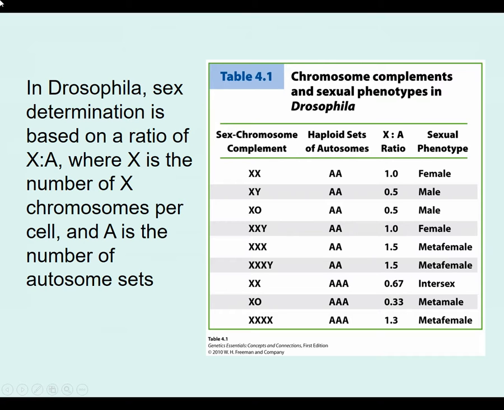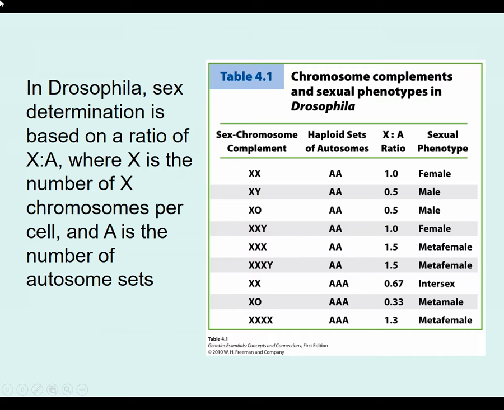Now, in Drosophila, sex determination is based on a ratio of number of X chromosomes to number of autosome sets. So if you're haploid, that's one set of autosomes. If you're diploid, that's two sets, etc. And so if you have two X's and a diploid cell, then that's 2 to 2. That's a ratio of 1. 2 over 2 equals 1. If you have an individual that has an X and a Y and two sets of autosomes, that's a male, but not because of the Y, but rather because you have one X over two sets of autosomes. That's a 1 over 2. That's a ratio of a half.